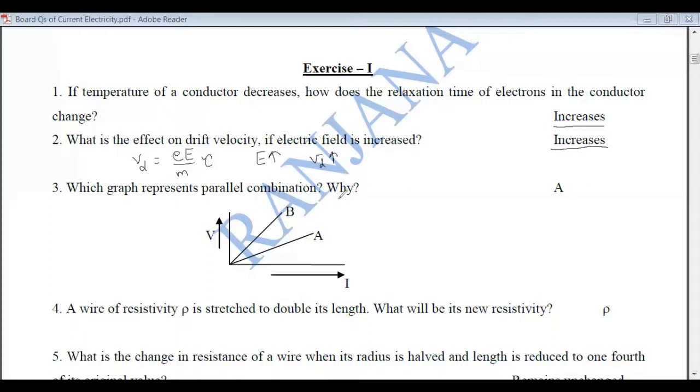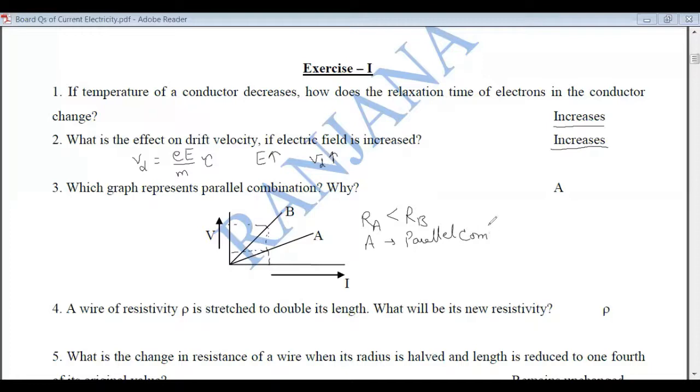Then the next question is, which graph represents parallel combination? The graph between V and I is as shown. Which graph is representing parallel combination? We know that in parallel combination, the equivalent resistance is less. So for a particular current, V for combination B is more, whereas V for combination A is less. So it means the resistance of A is less than the resistance of combination B. Hence, A represents parallel combination.